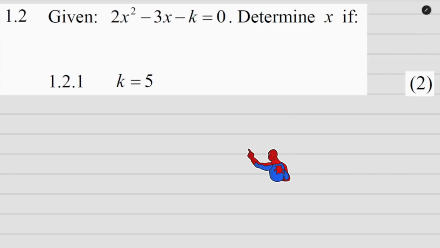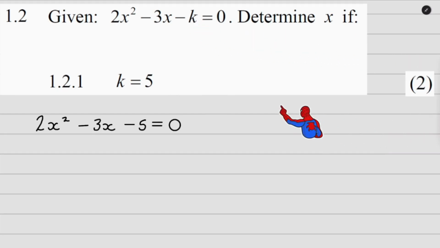In question 1.2, we're going to jump into the quadratic equations. We've been given this equation, and we need to determine x if k equals 5. So we're going to chuck this 5 into k's place here. As discussed, we just change this k to a 5 as they instructed us to do. And now I can see an x squared, so it's definitely a quadratic equation.